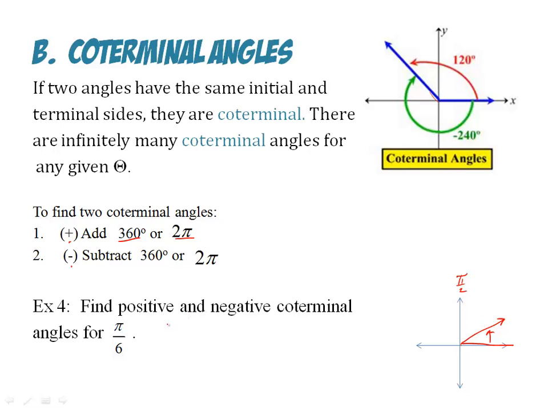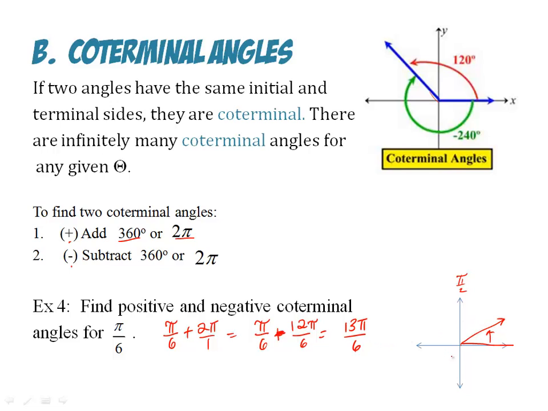To get my positive coterminal angle, I'm going to add 2 pi. Well, remember with adding fractions, you always have to have a common denominator. So my common denominator is 6. So I multiply 2 times 6, I get 12. Oops, that's a plus sign. I'm sorry, plus pi over 6, which gives me 13 pi over 6. So that's 2 1/6 of a pi.